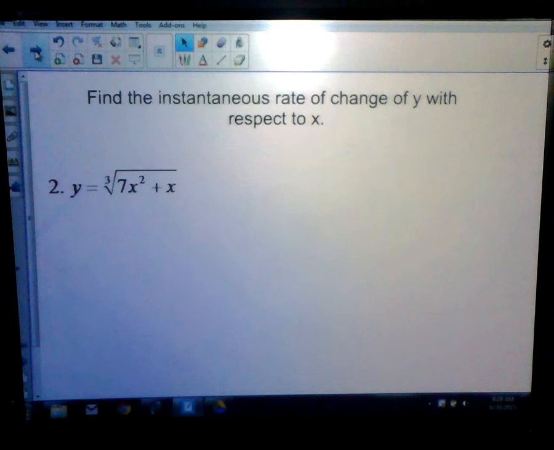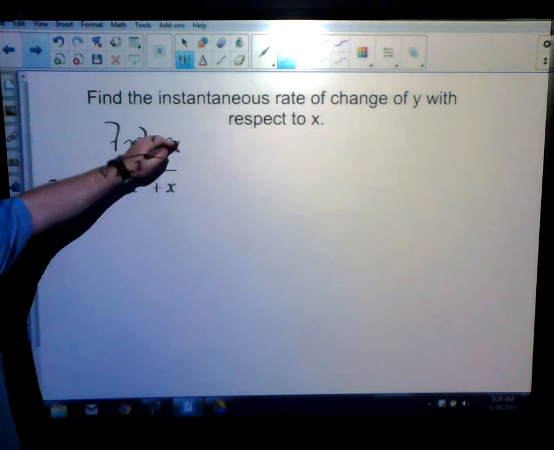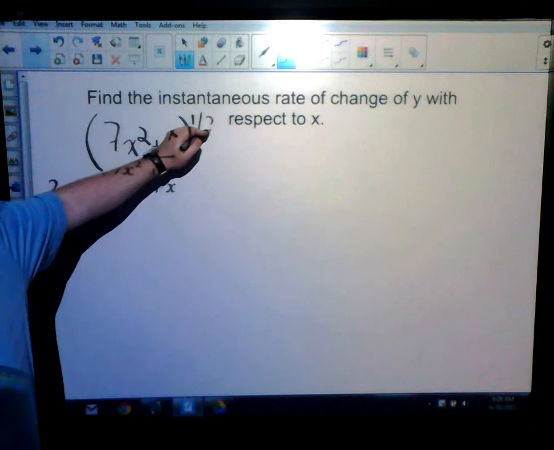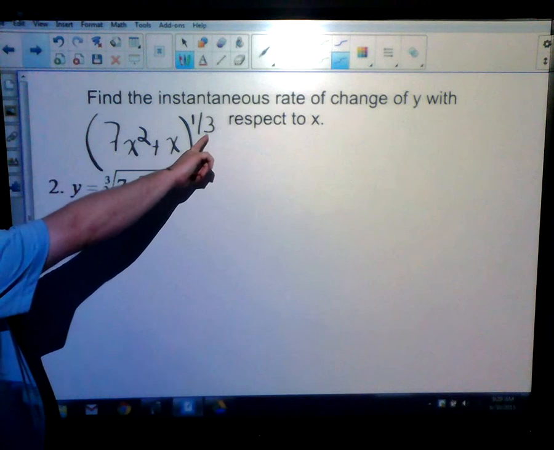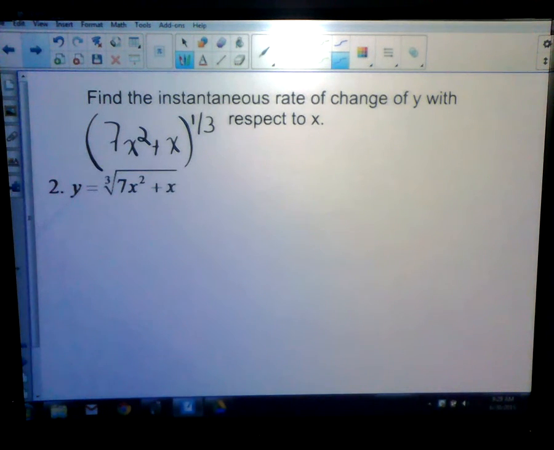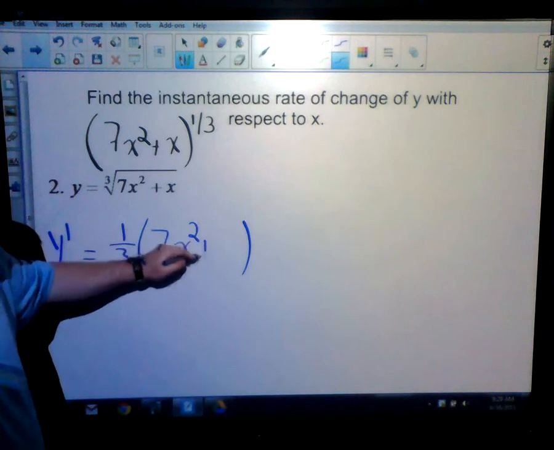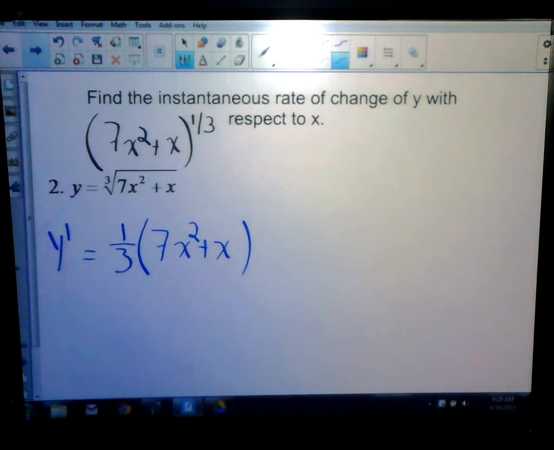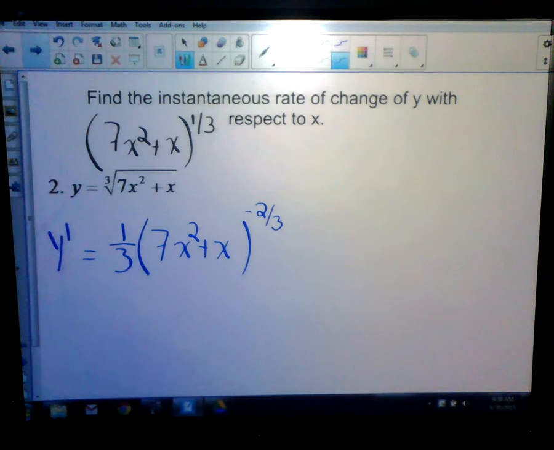Let's take a look at this one. This problem is much easier if you rewrite it first. So I'm going to rewrite this as 7x squared plus x to the 1/3 power. Now it's pretty easy to see that there's an outside function of 1/3 and an inside function of 7x squared plus x. So let's take the derivative of the outside function. Put the 1/3 in front, leave the inside be. And what's my new power? Well, the power rule says subtract 1. Well, 1/3 minus 1 is negative 2/3. I took care of the outside power.